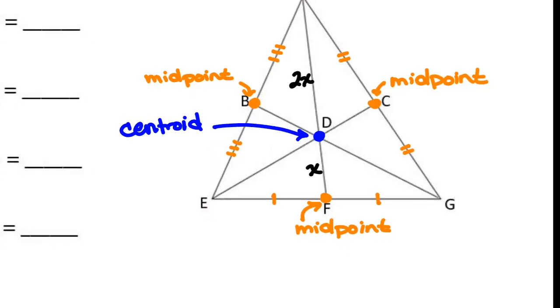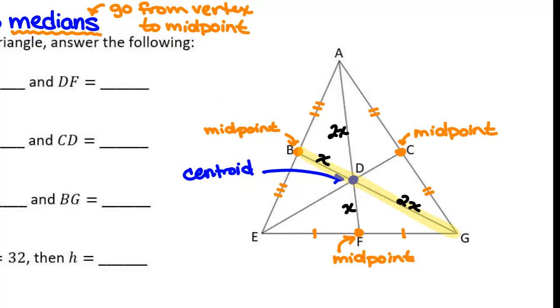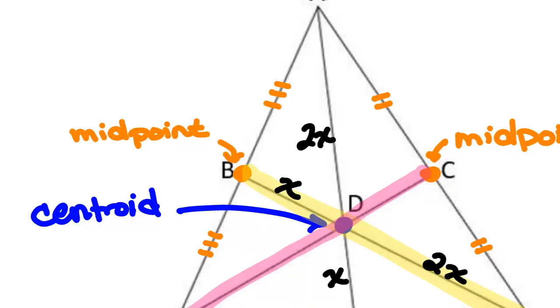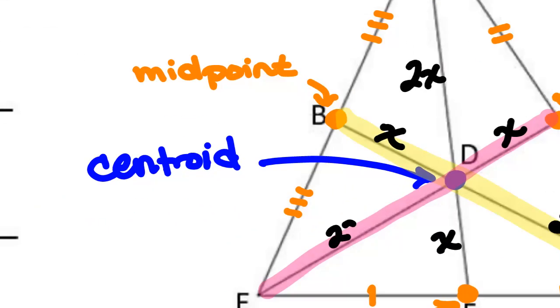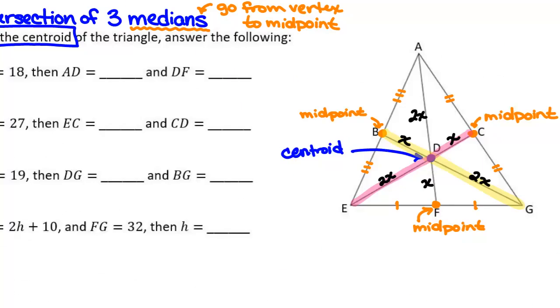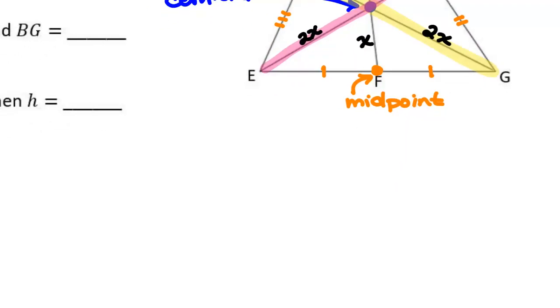And that's true about all of these medians. So this median right here, the short part, the part that goes to the midpoint, is x, and the longer part, the part that goes out to the vertex, is 2x. Looking at this median right here, the portion that goes out to the midpoint is x, the portion that goes out to the vertex is 2x. The longer portion is 2x. And so the whole median would be how many x's? 3 x's.